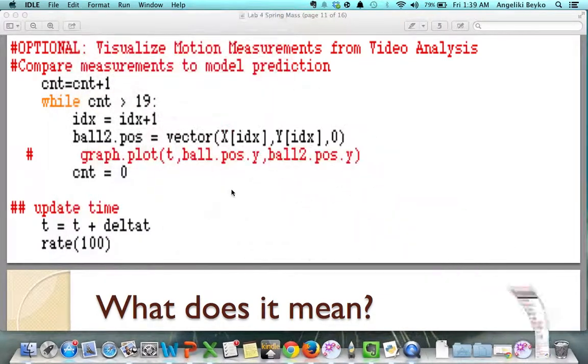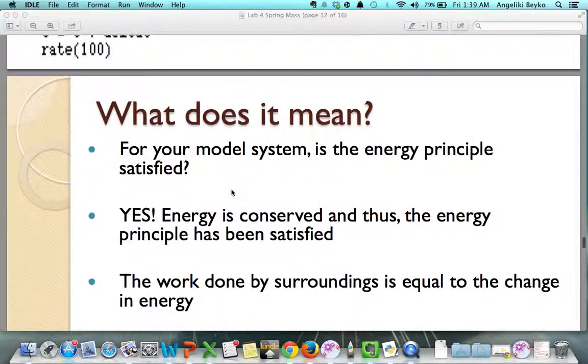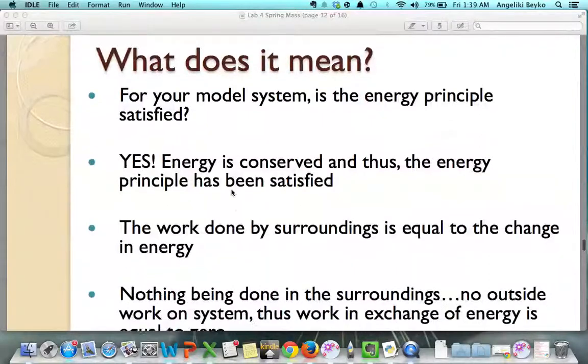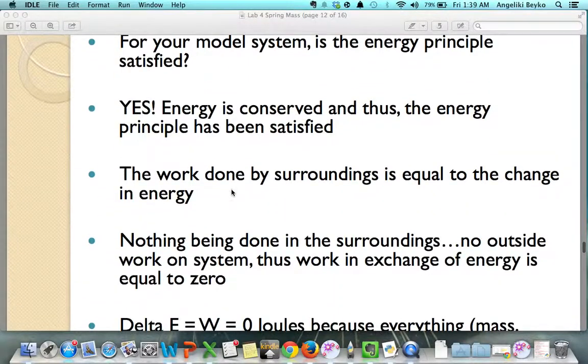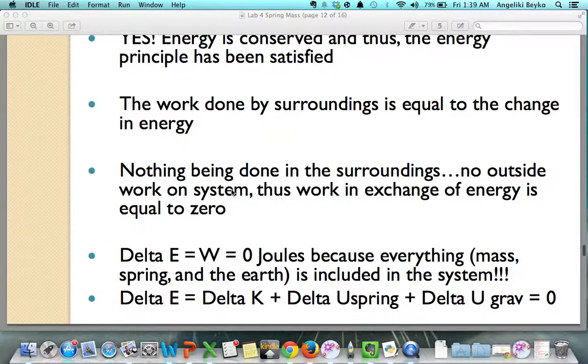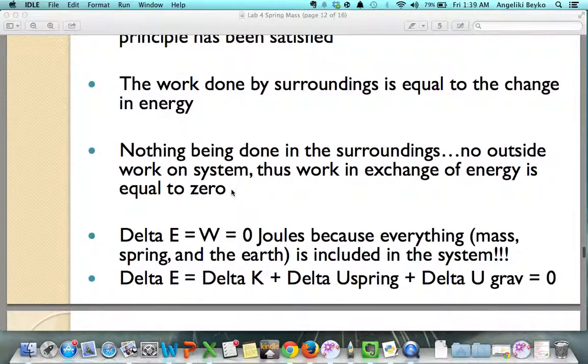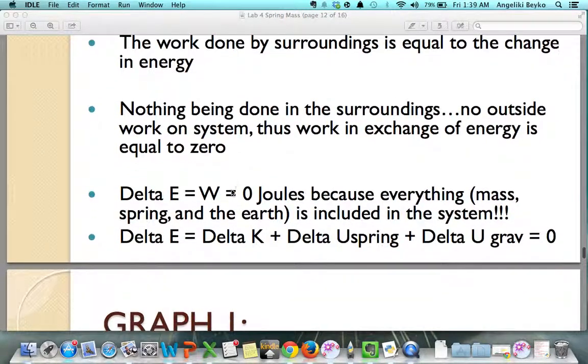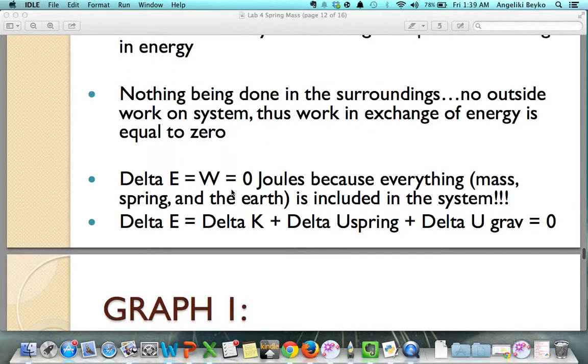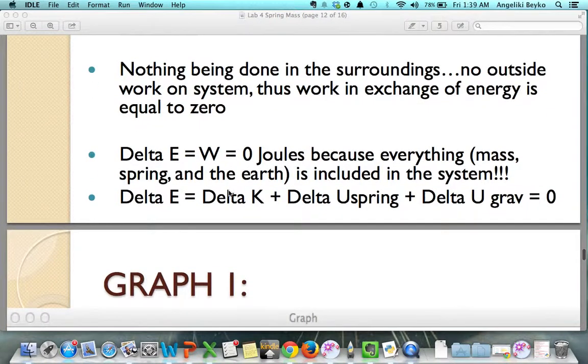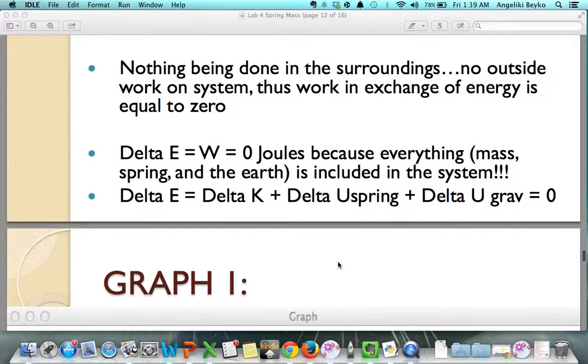Okay. So what does it mean? For your model system, is the energy principle satisfied? Yes. Energy is conserved, so it's satisfied. The work done by surroundings is equal to the change in energy, so nothing is being done by the surroundings, no outside work on the system. So the exchange of energy is equal to 0. Delta E equals W equals 0 joules because everything is already included in the system.